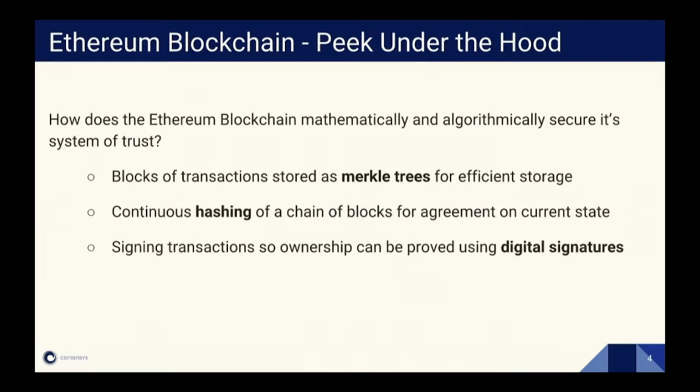So peeking under the hood, we're going to go through three things today. We're going to talk about Merkle trees. These are the things that actually make the blockchain very efficient. The Ethereum blockchain has been out for roughly 3 to 4 years. Can you imagine the size of all that data that's being stored on the blockchain since the beginning of time?